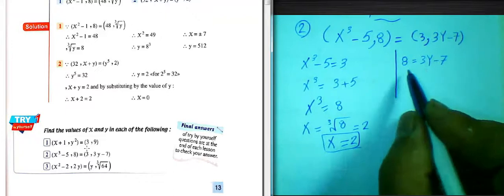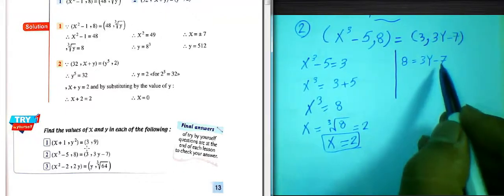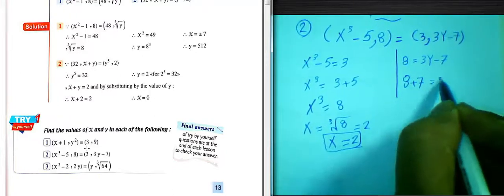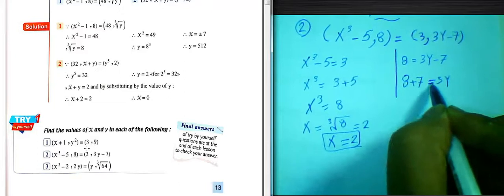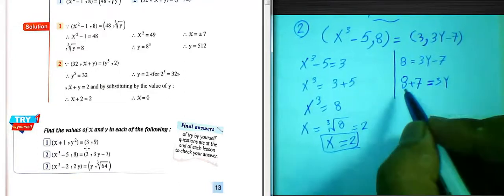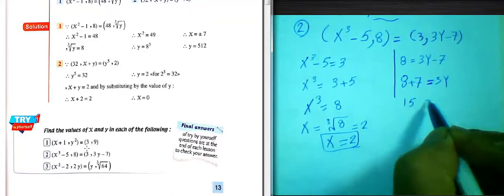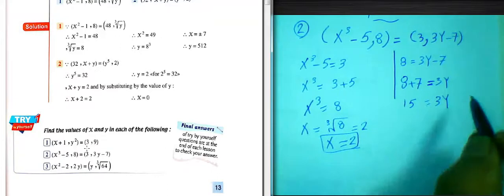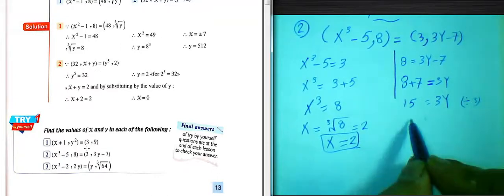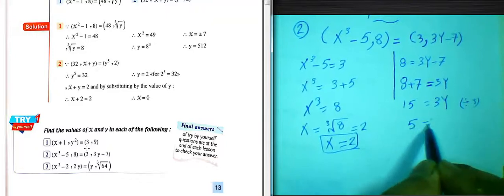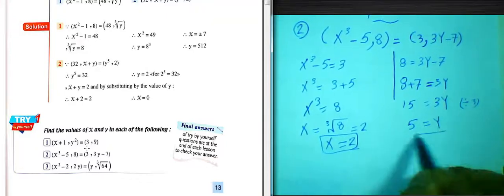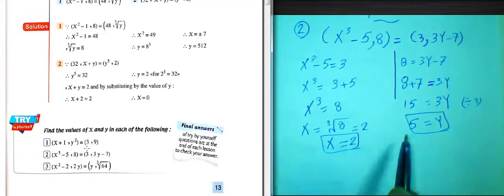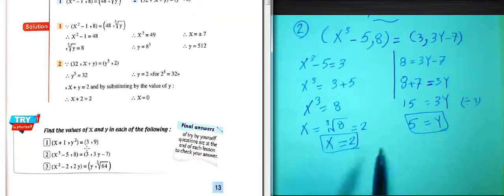And in this example, 8 equals 3y subtract 7. We move negative 7 to the right hand side. 8 plus 7 equals 3y. Look at the coefficient of y. It will be 15 equals 3y. Then you can find y by dividing by 3. So 15 divided by 3 equals 5, and 3y divided by 3 equals y, so y equals 5. x will be 2 and y equals 5. It's okay with you.